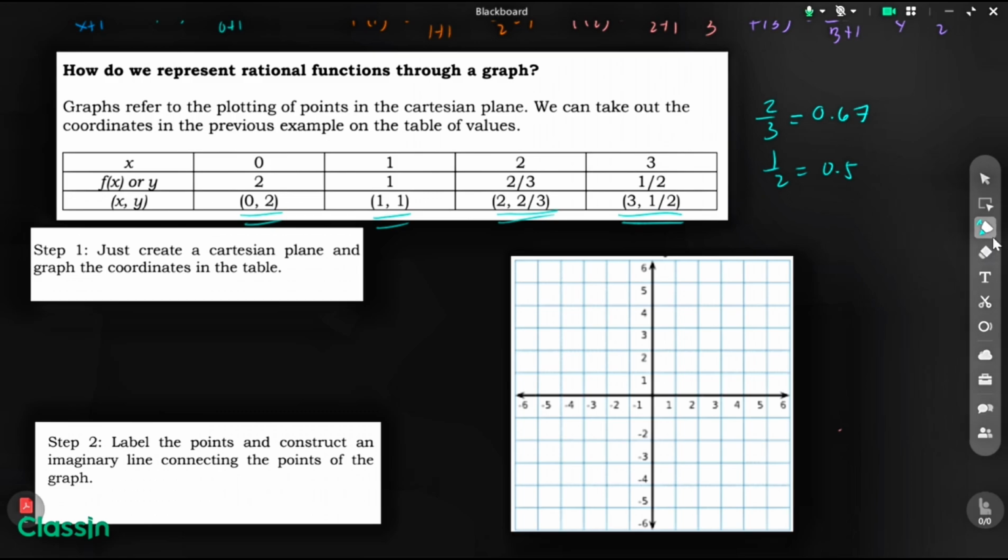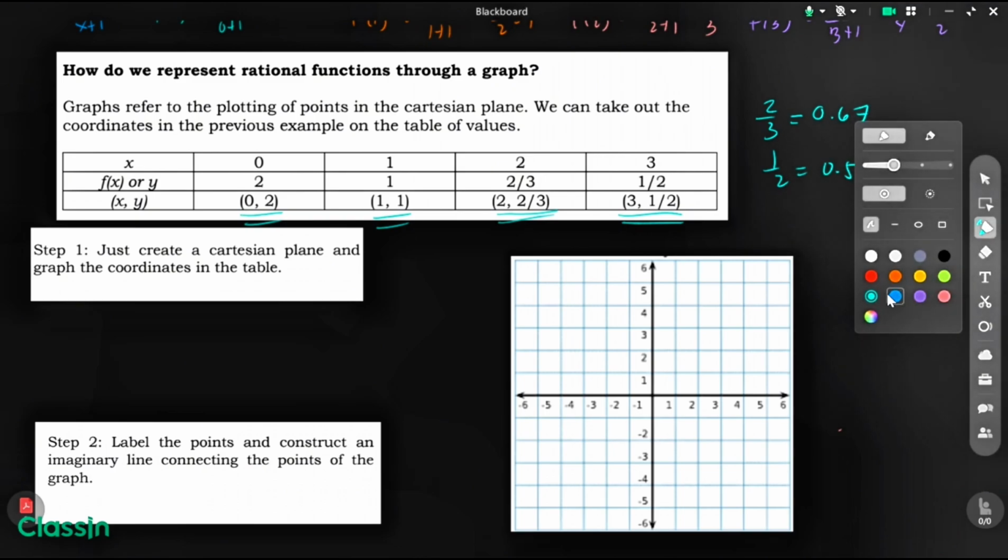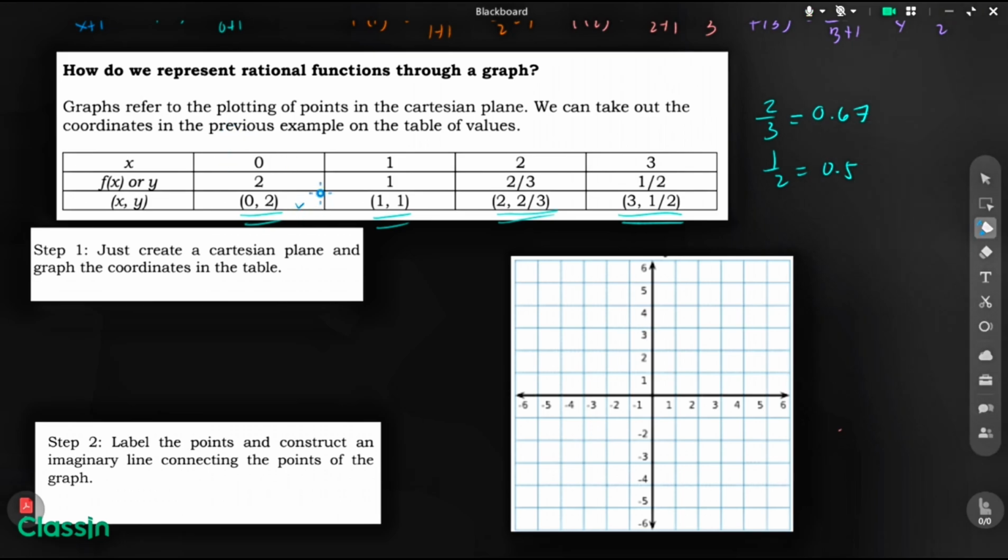So let's proceed with step 1. We are going to create a Cartesian plane and graph the coordinates in the table. First is 0, 2. Second one is 1 and 1. Next, 2 and 2/3, which will be here. And 3 and 1/2.